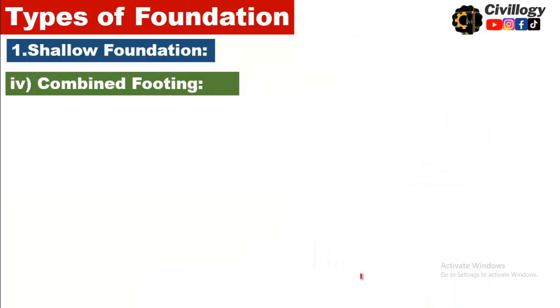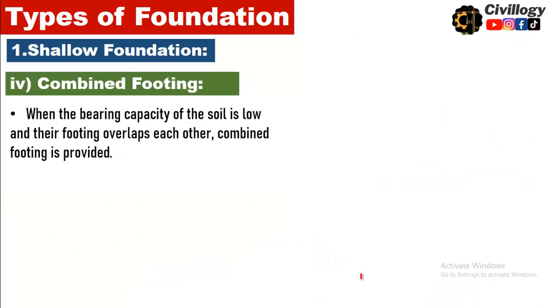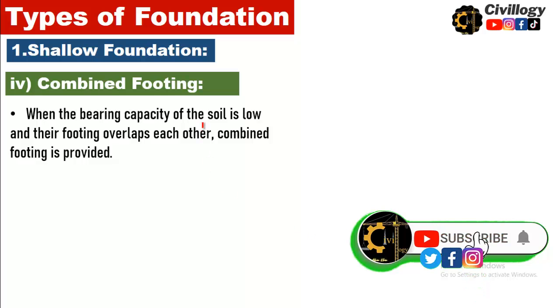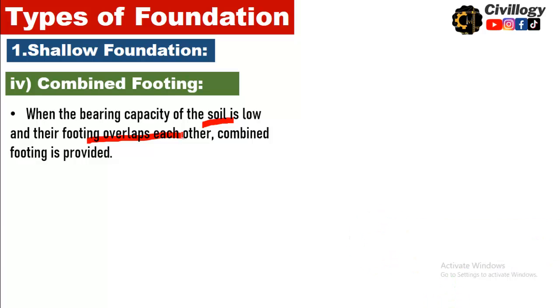The fourth type of shallow foundation is combined footing. It is used when the bearing capacity of the soil is low and the footings overlap each other. So there are two conditions for combined footing: when the soil stability, or soil capacity, is low and the footings overlap each other, combined footing is provided.